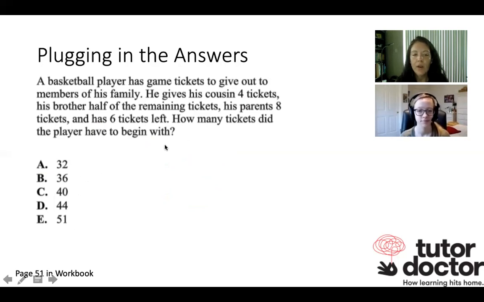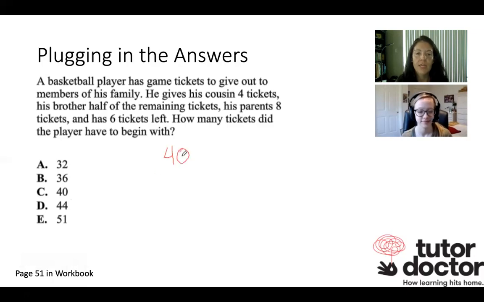So Lauren, where would we start on this if we wanted to plug in the answers? I think it'd be best to start on 40 because it's in the middle. And if you get something that needs to be smaller, you're down to 2 answers. And if you get something that needs to be bigger, you're also down to 2 answers, or it's just C again and you already have the answer. Right? It worked out great the first time. Okay, so I like that. So let's start with 40.